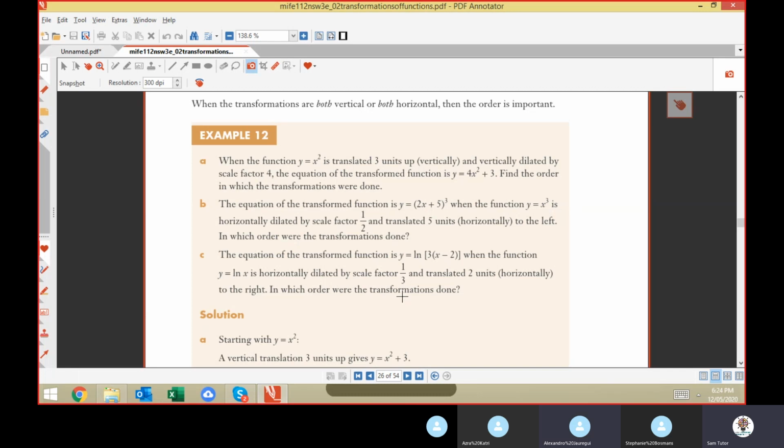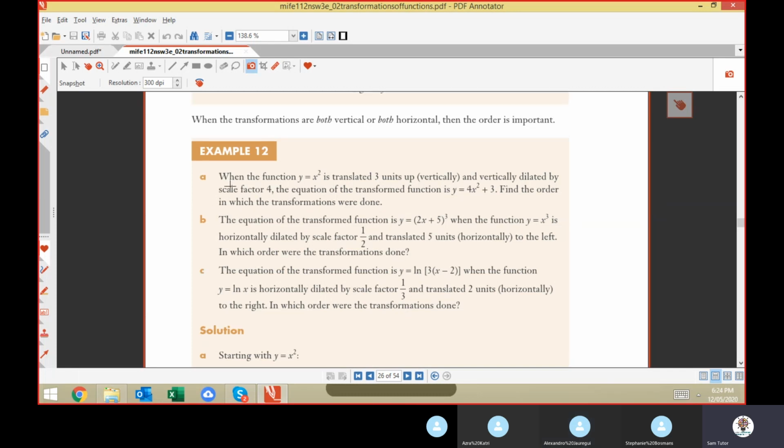Oh, sorry, which one are we looking at? So like B. Well, okay, let's start with A. Because order is important. If you're going to go from y equals x squared to get to 4x squared plus 3, you've got to work out what order that was done in.